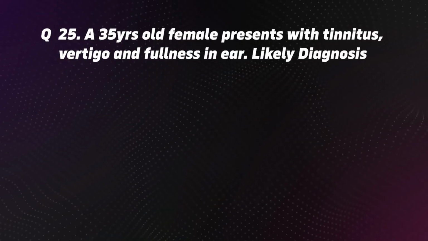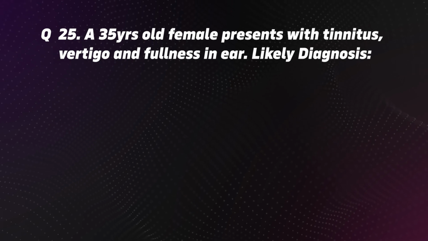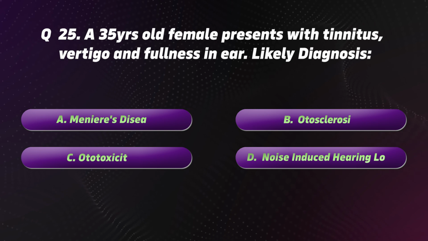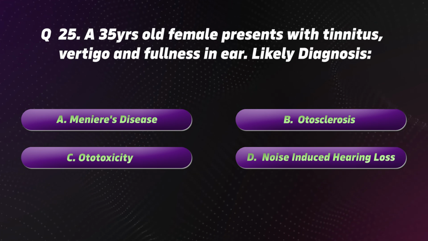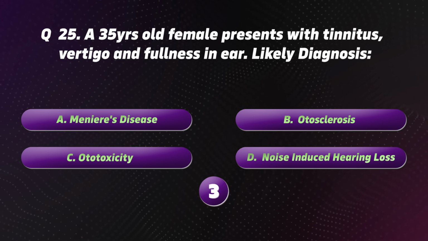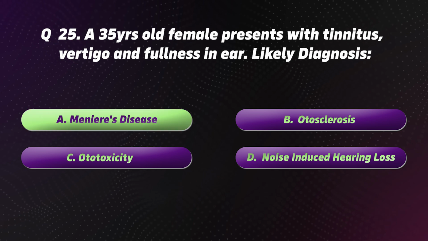Question 25. A 35 year old female presents with tinnitus, vertigo and fullness in the ear. Likely diagnosis. Here are the options. A. Meniere's disease. B. Otosclerosis. C. Ototoxicity. D. Noise-induced hearing loss. And the correct answer is option A.